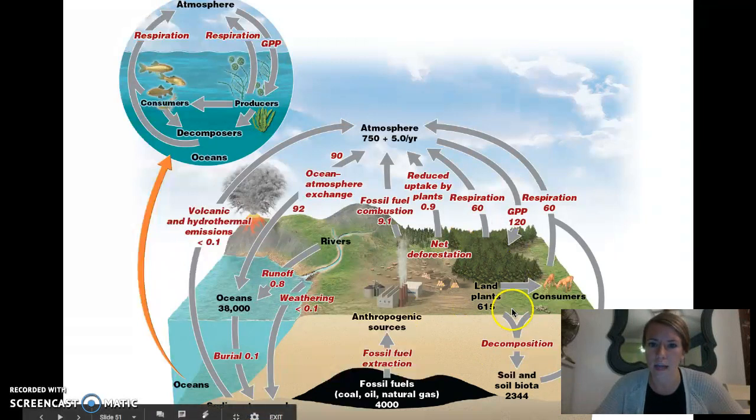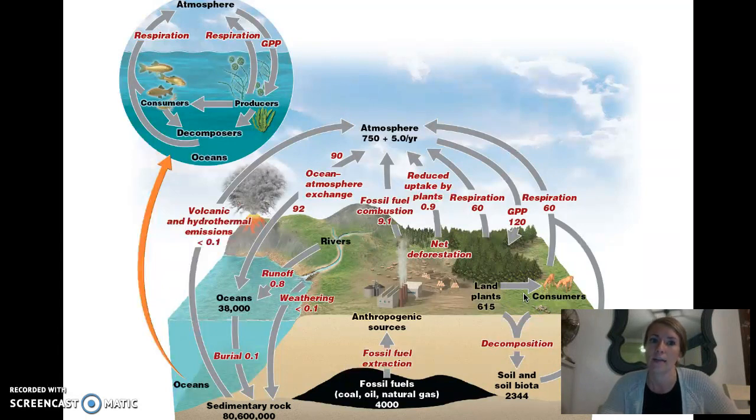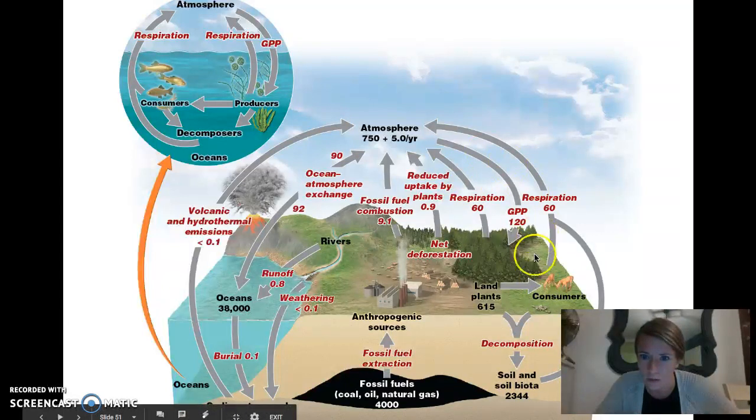So plants use carbon dioxide from the atmosphere and have it stored as carbon compounds, those proteins, carbohydrates, lipids, and nucleic acids. And that's the primary productivity, that right there. This is the gross primary productivity. That's what this arrow is showing. It's taking the carbon out of the atmosphere and putting it into plants. And that is the only way that we are able to take carbon dioxide out of the atmosphere.